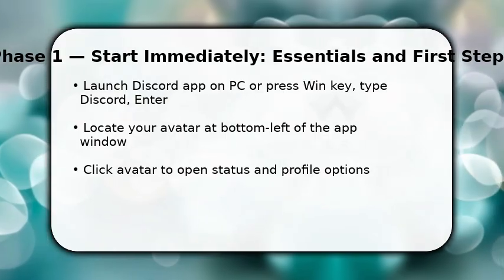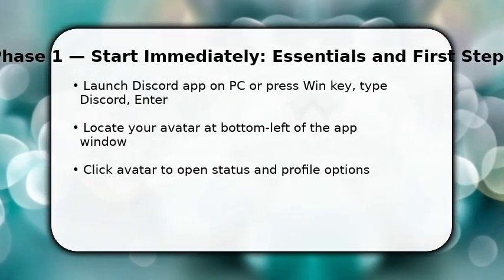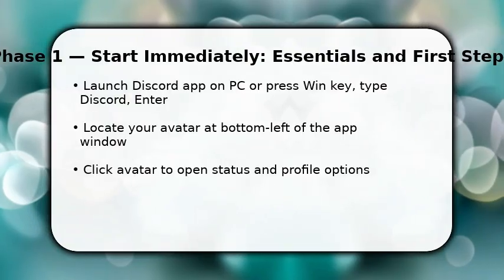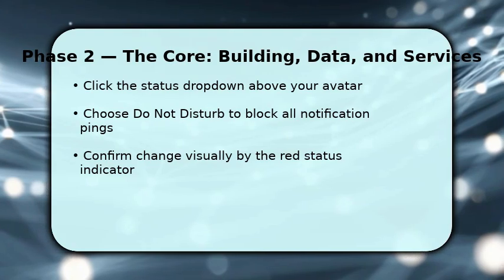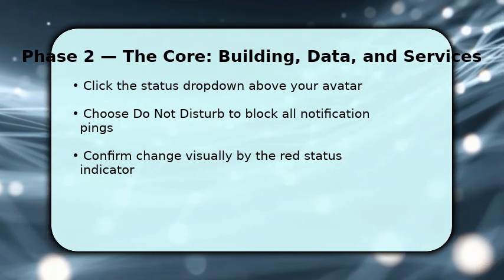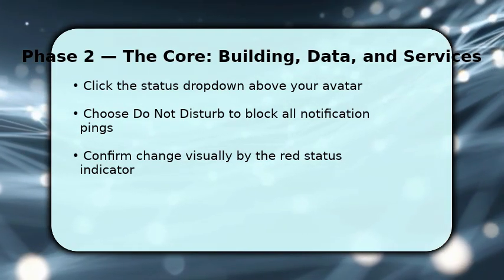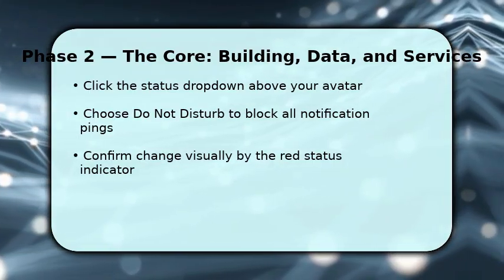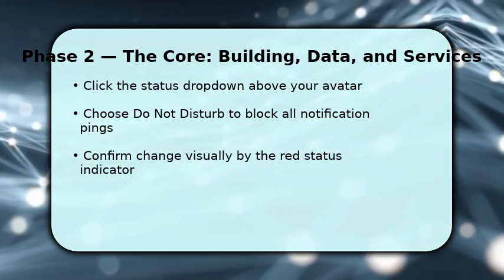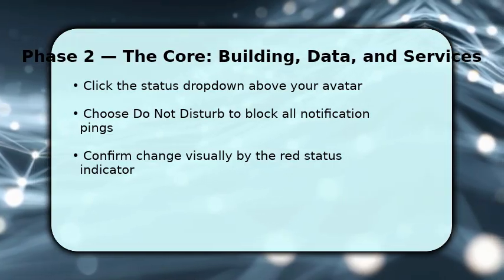Next, look for the status menu that appears above your avatar. You'll choose Do Not Disturb there, so you can silence notifications instantly. Once the status menu is open, select Do Not Disturb. This sets a red status and suppresses notification sounds and pop-ups. You do this to avoid interruptions during a meeting or focused work, and it's immediate across servers and DMs.